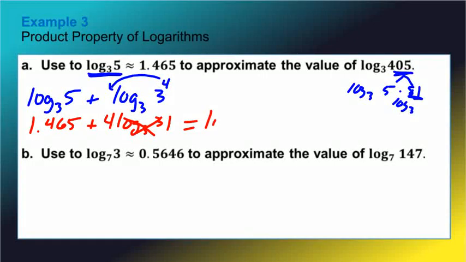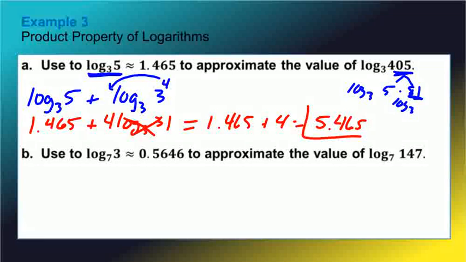So now I have 1.465 plus 4, which would give us an answer of 5.465. And that would be our estimated answer for that problem.